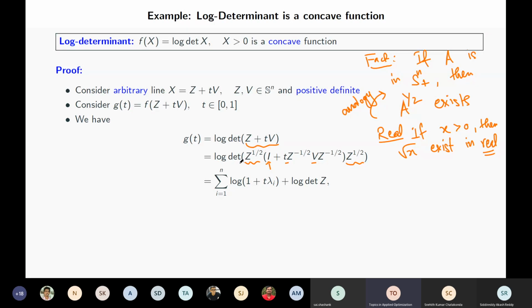So the determinant of AB is the determinant of A times the determinant of B. So another fact from linear algebra that we want is the determinant of AB is the determinant of A times the determinant of B.